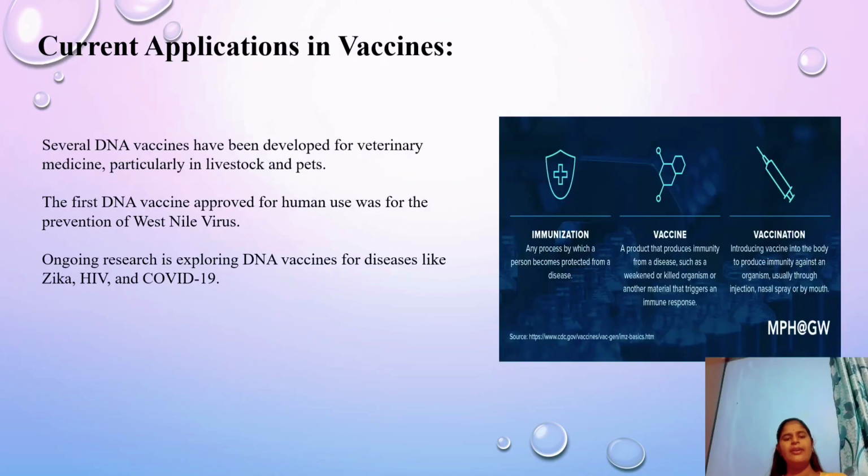The current applications of DNA vaccines. Several DNA vaccines have been developed for medical use and also for livestock and pets. The first DNA vaccine approved for humans was for preventing West Nile virus. Ongoing research is exploring DNA vaccines for diseases like Zika, HIV and COVID-19. Let's go to the next slide.